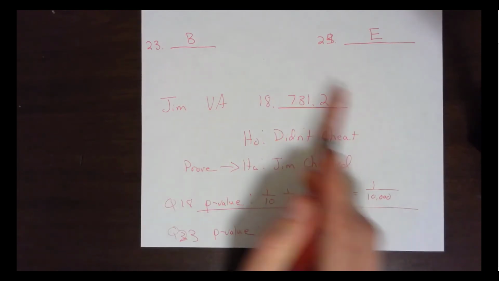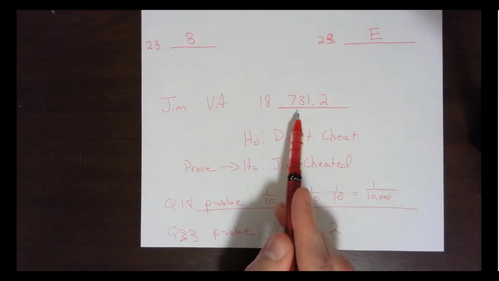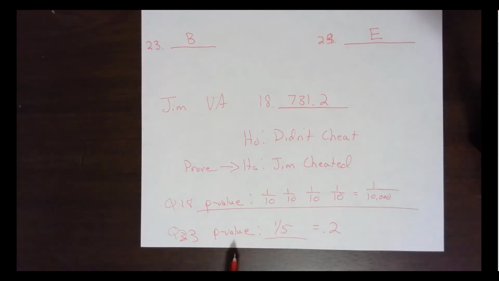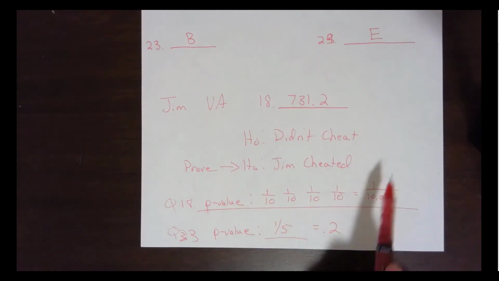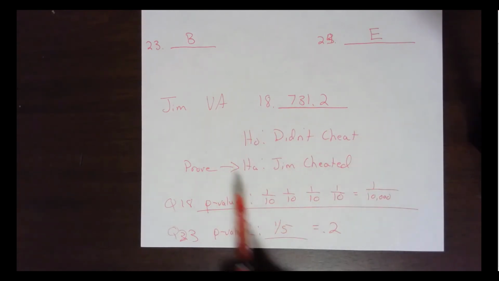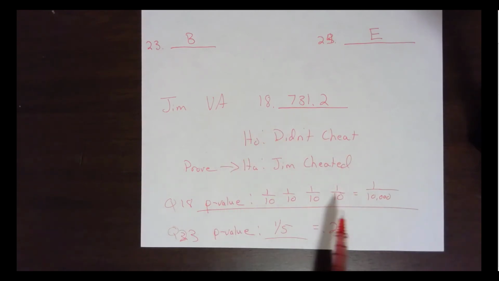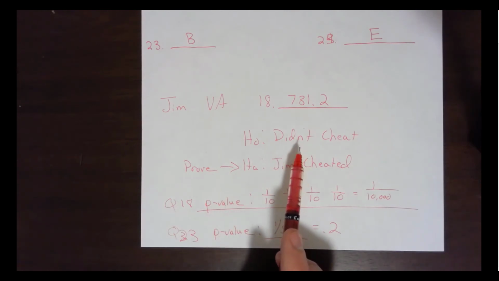So for this situation, for question 18, if he gets the right answer to the different version, very compelling evidence. Whereas for question 23, if he puts the right answer for the wrong version, not that compelling evidence, because the two probabilities are very, very different. And again, these aren't the probabilities that the null or the alternative hypothesis is correct. These are the probabilities of Jim's answers occurring, assuming Jim didn't cheat.